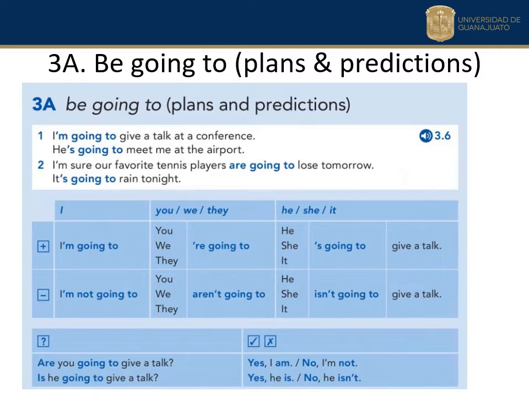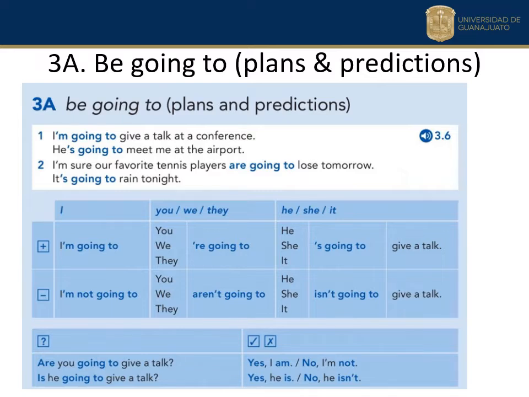Here we have more examples. Number 1, I'm going to give a talk at a conference. He's going to meet me at the airport. Aquí estamos hablando de planes. On number 2, I'm sure our favorite tennis players are going to lose tomorrow. It's going to rain tonight. Here they are making predictions. Okay? Es la misma estructura, pero el uso es diferente.